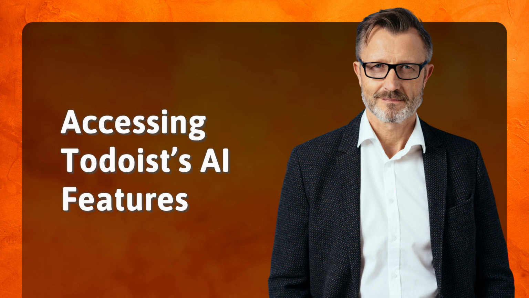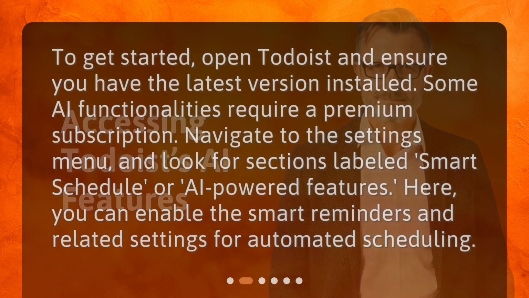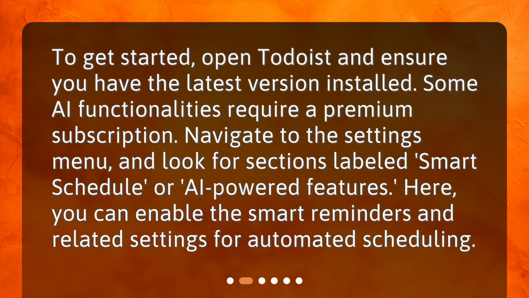Accessing Todoist AI features. To get started, open Todoist and ensure you have the latest version installed. Some AI functionalities require a premium subscription. Navigate to the Settings menu and look for sections labeled Smart Schedule or AI-powered features. Here you can enable the smart reminders and related settings for automated scheduling.